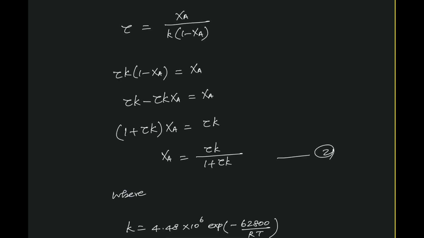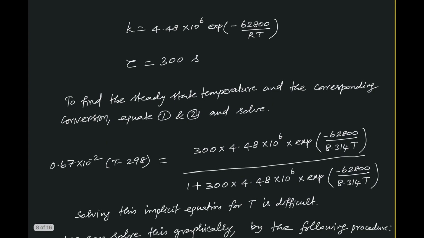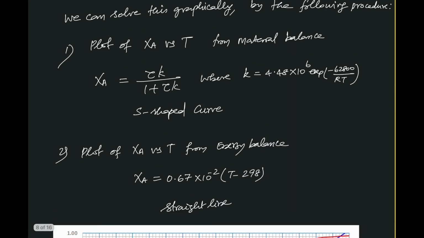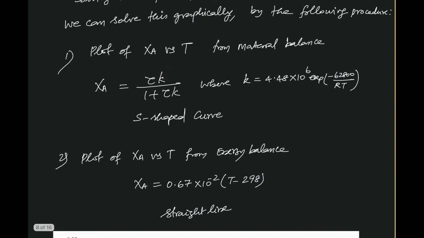Otherwise we have two curves generated, one from xa versus t from material balance, which is nothing but this thing. In what way it is t? Because tau is available and k is a function of t. So xa versus t is available from material balance. This is a k. Which is giving an S-shaped graph. In what way? Because of numerator and 1 by denominator, this peculiar shape. This kind of function will have an S-shaped graph. Of course, we can also verify that upon drawing.